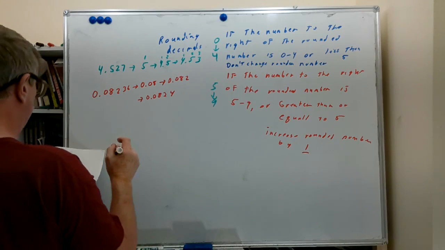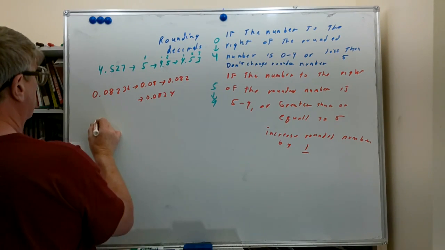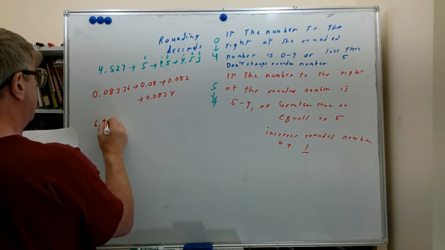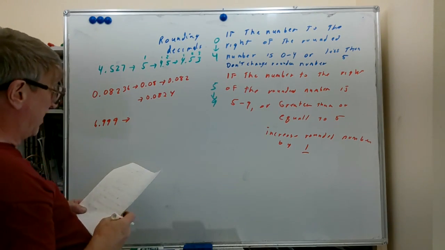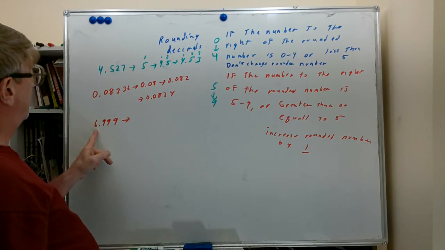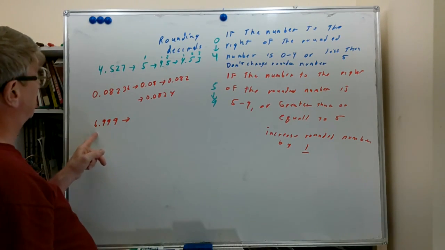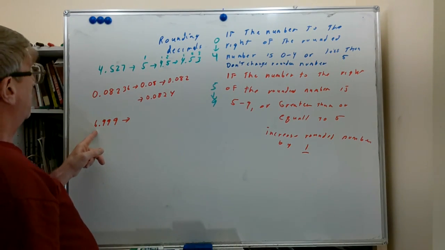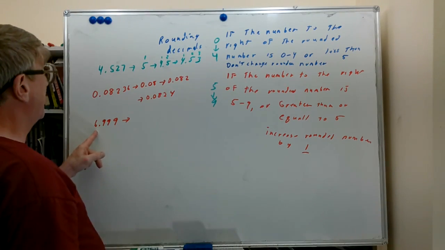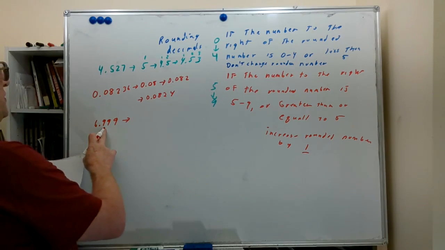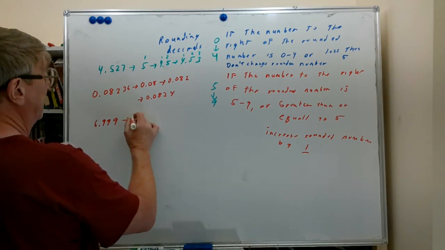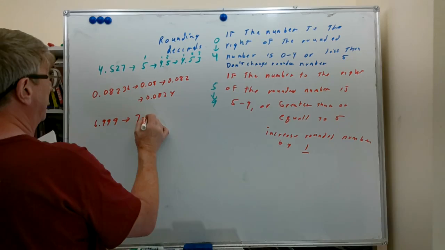We're going to do one more and then we're going to move on to the next section here. 6.999. We want to round that to one significant digit. Well, one significant digit, the first significant digit right here is 6. We've got to make a decision what to do with that. We look to the right, we see the 9, so we round it up to a 7. So one significant digit, that's a 7.